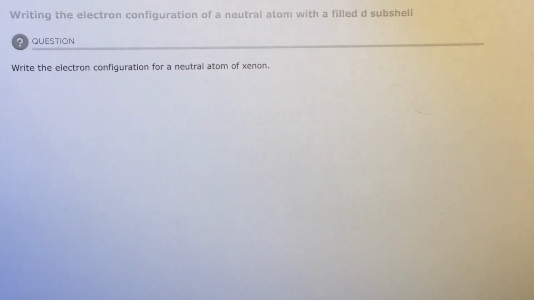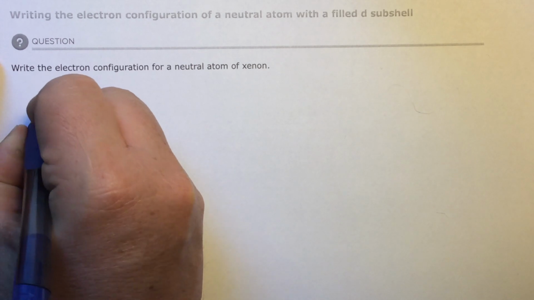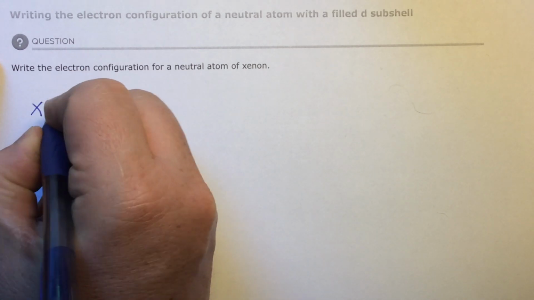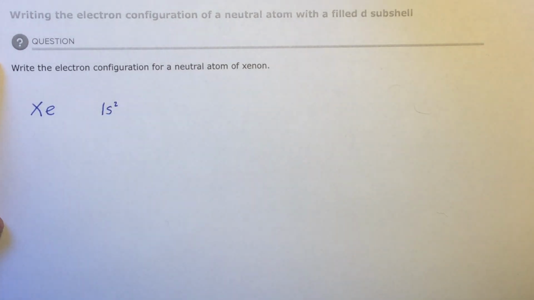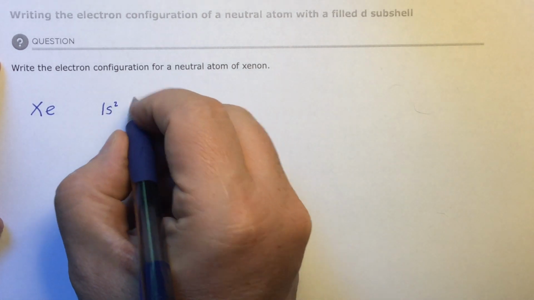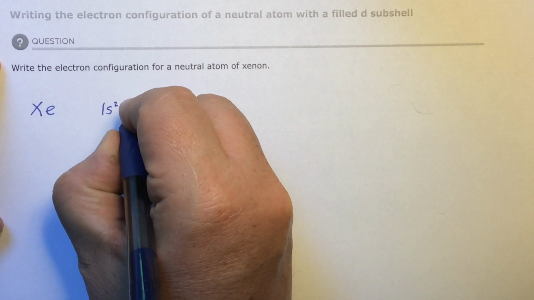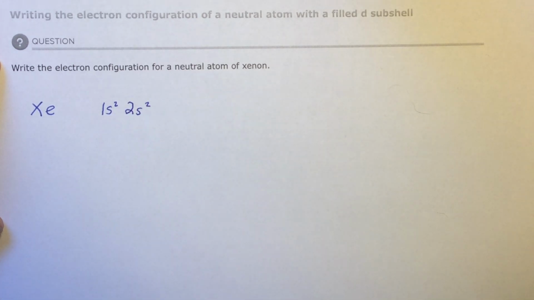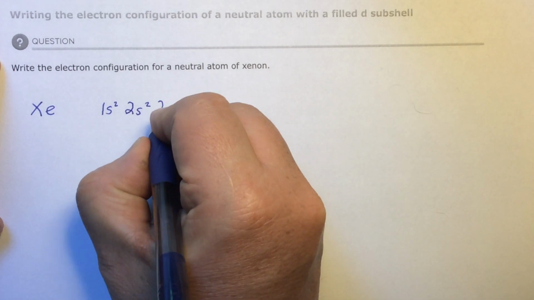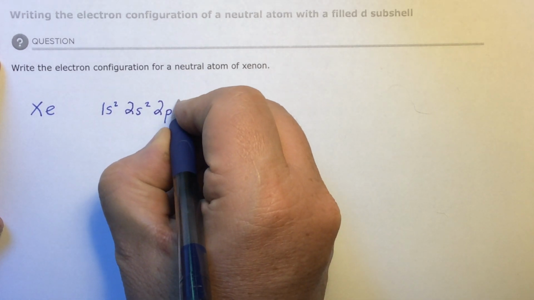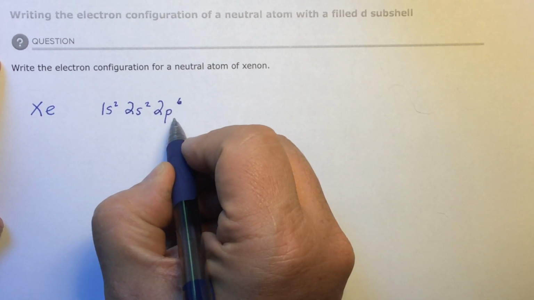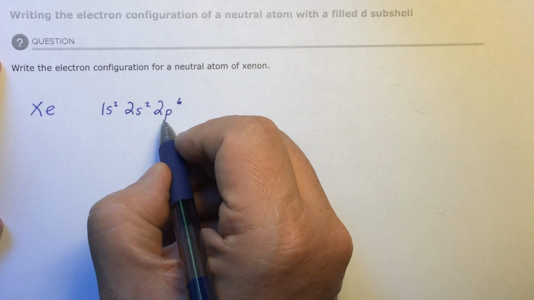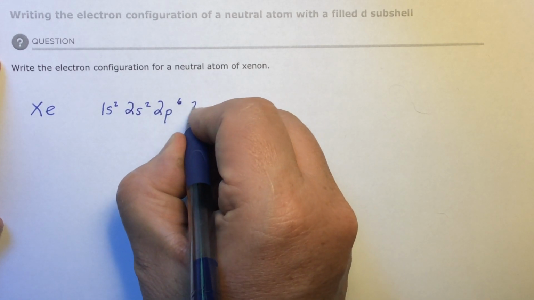So what's it going to look like? Xenon is 1s, filled with 2. Remember, there's 1 orbital, 2 electrons. Now we're at 2s2, 1 orbital filled with 2 electrons. Now 2p6, 3 orbitals, 2 electrons in each, 3 orbitals, 6 electrons, 2p6. Now the 2nd row is finished. Now we're back to sodium, at 3s2.